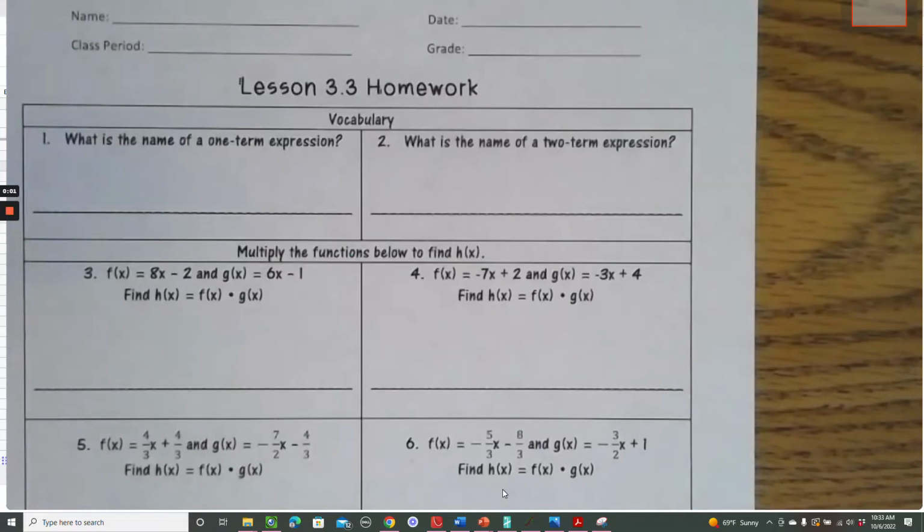Right, this video is for lesson 3.3 homework. We're multiplying functions today.